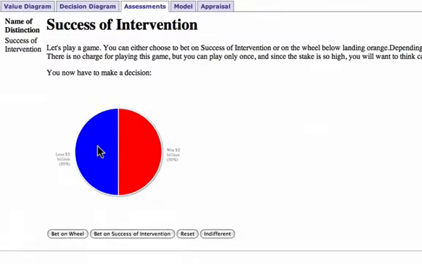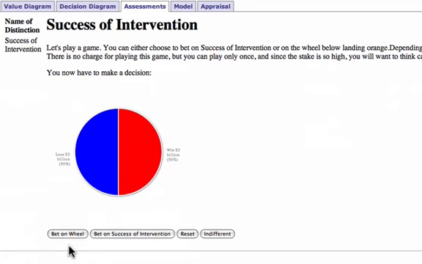Now, depending on whether you pick the spinner or you pick to bet on the success of the intervention, if you win, you get $2 billion. There's no charge for playing this game, but you can play only once, and since the stake is so high, you'll want to think really carefully about this. So you have to decide, would you rather bet on this wheel with this much orange and this much blue, and you're betting on the spinner landing orange, or would you prefer to bet that the intervention we're looking at will succeed?